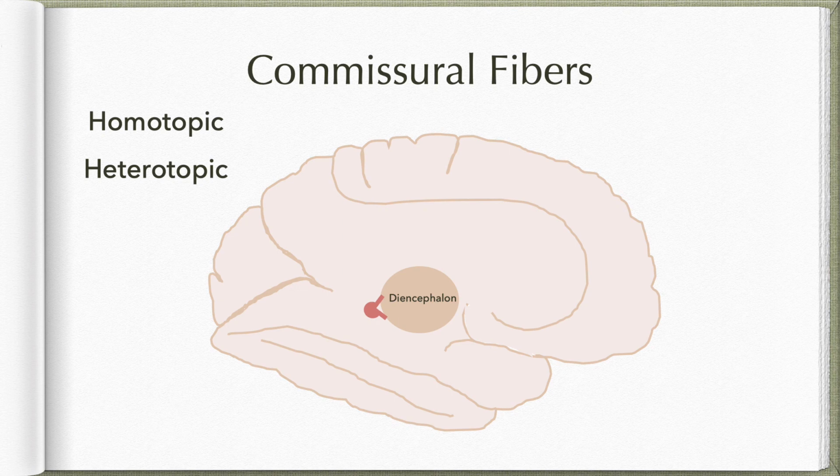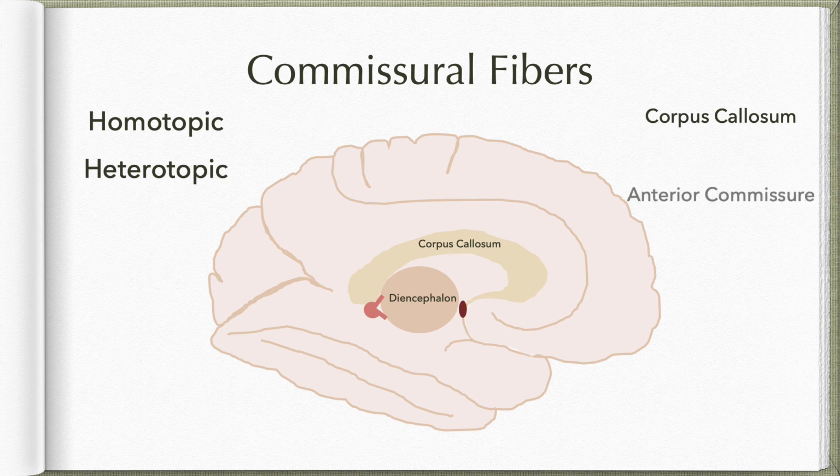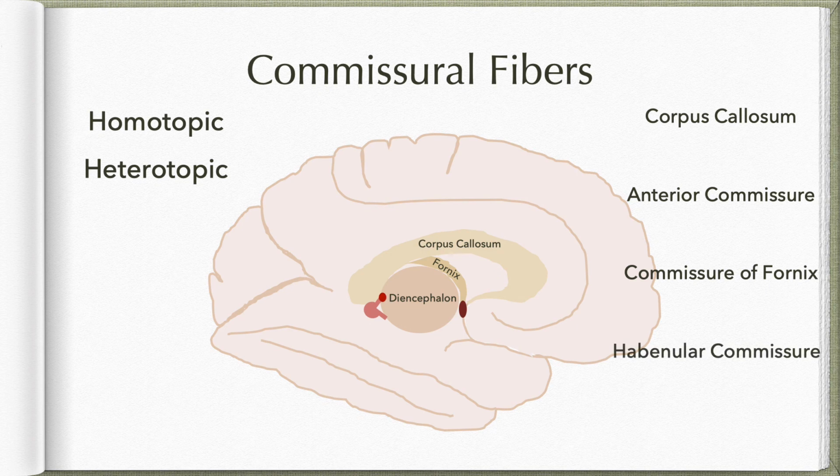Now let us see which are the commissural fiber bundles. The largest commissural fiber bundle is the corpus callosum. Other commissural fibers are the anterior commissure, which is located just below and behind the corpus callosum. We have commissure of the fornix, which is again located below the corpus callosum, and along the stalk of the pineal gland. At its upper end we have habenular commissure, at its lower end we have the posterior commissure. So these are the various commissural fibers which we have.